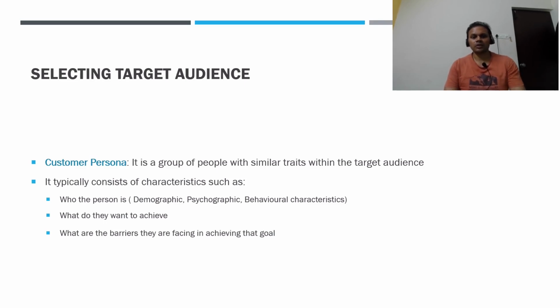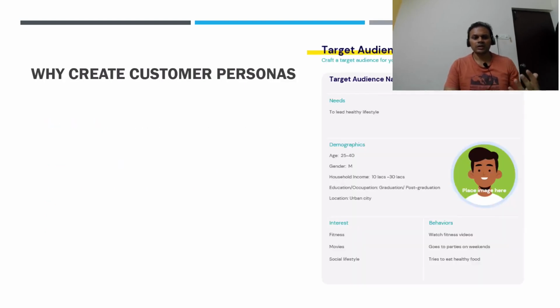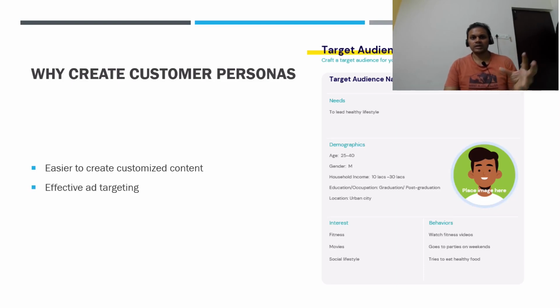So here we talk about next, why even create customer persona. As we had discussed, one of the ways is to create customized content, and the other reason is to add targeting. If I realize that my target segment is probably in the age of 25 to 40, I would now select places, I would select channels, and I would create content that would be focused around this person.